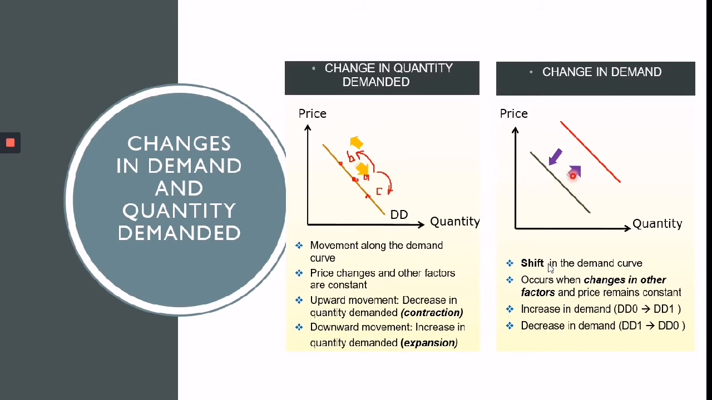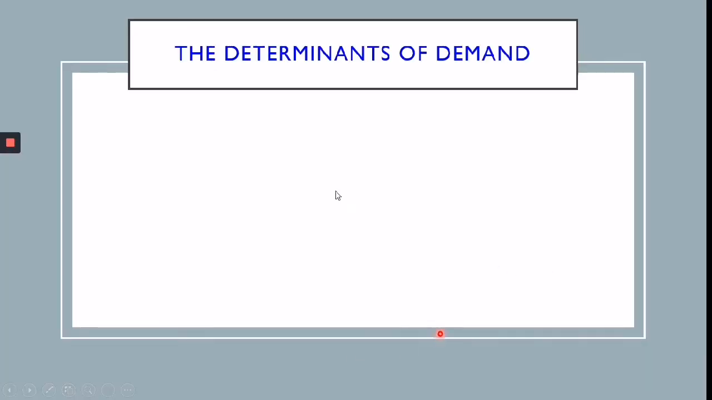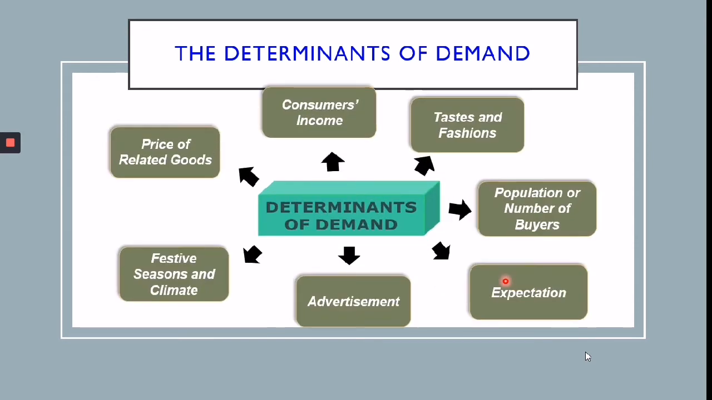But if the demand decreases, it will shift the demand curve to the left. What are the factors that can change demand? Here we have 7 determinants of demand. The first one is price of related goods. Related goods can be referred to the goods and services that can be related to each other in two ways. It could be substitute or complementary.